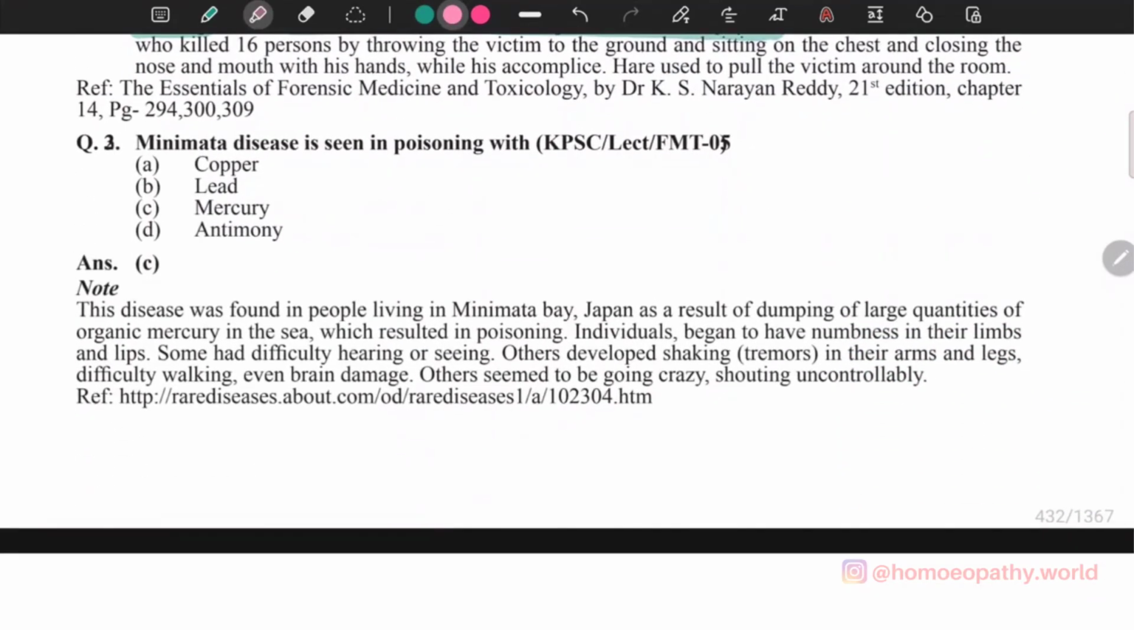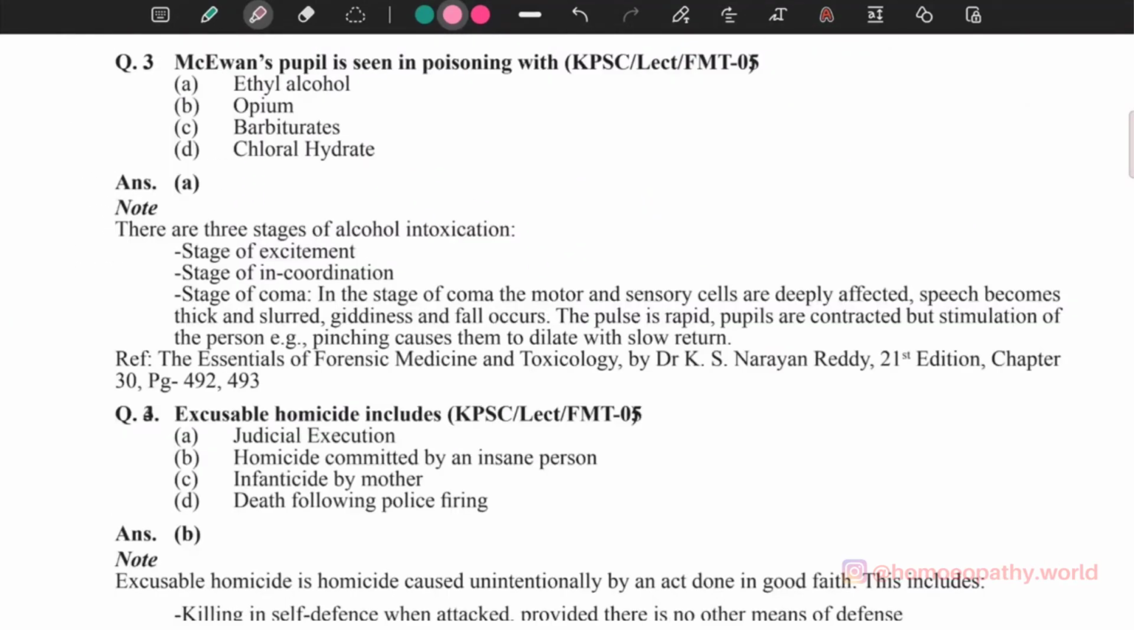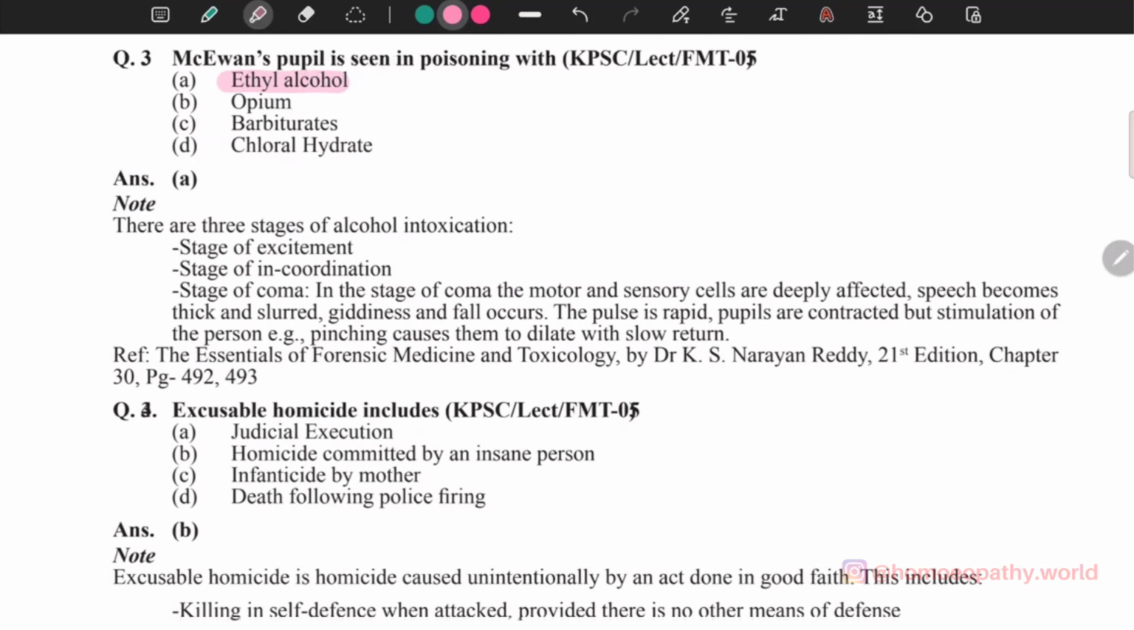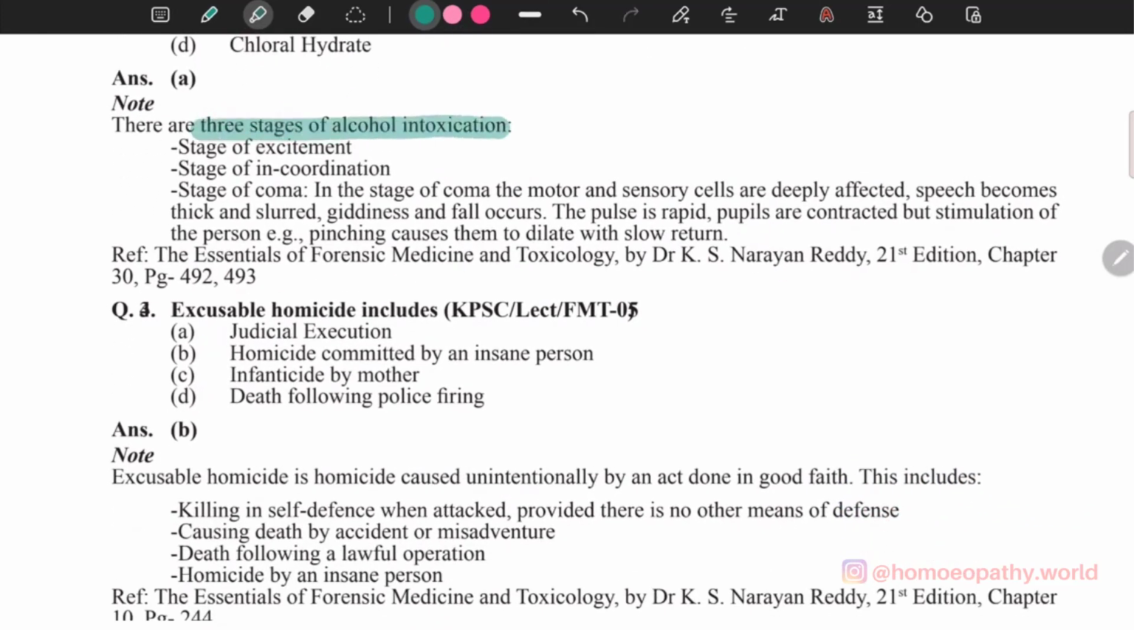Moving on. Minamata disease is seen in poisoning with A. Copper, B. Lead, C. Mercury, and D. Antimony. The answer is C. Mercury. Next question. McEwan's pupil is seen in poisoning with A. Ethyl alcohol, B. Opium, C. Barbiturate, and D. Chloral hydrate. Answer is ethyl alcohol. So we all know there are three stages of alcohol intoxication: stage of excitement, stage of incoordination, and stage of coma. These three stages are very important for you to remember.